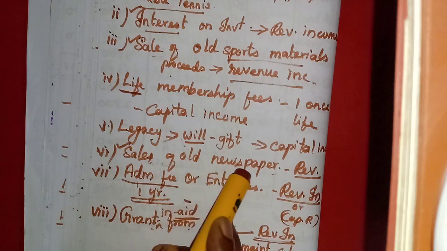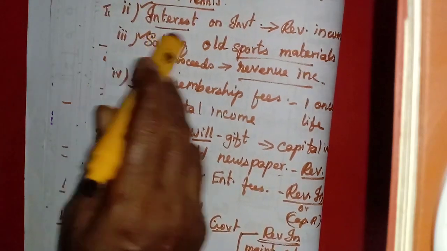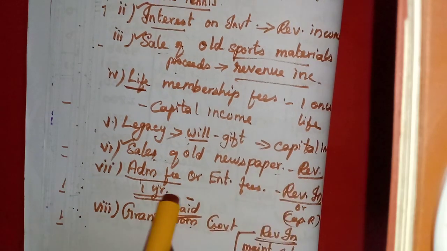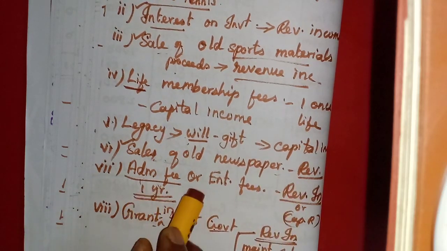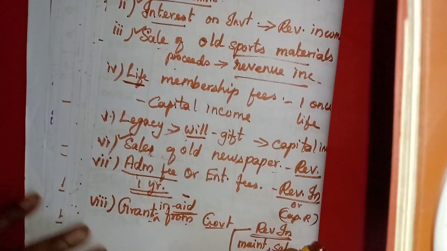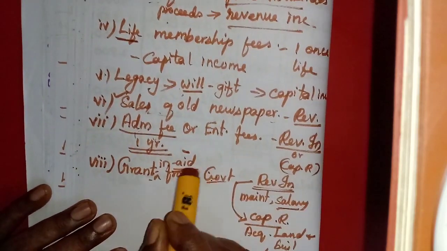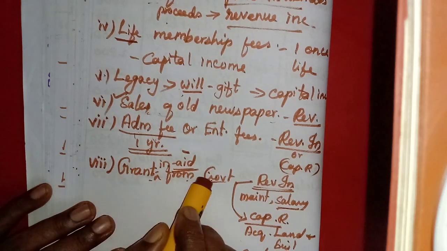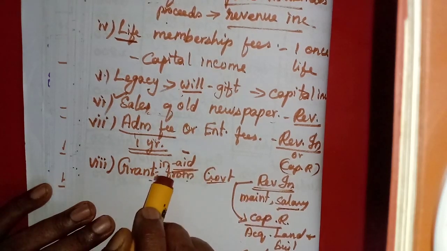Then sale of old newspapers, also revenue nature. Sale of old sports materials, like sale of old newspapers, also revenue nature. Then admission fees, entrance fees, everything is revenue income. Then grant from government, it is like aid.